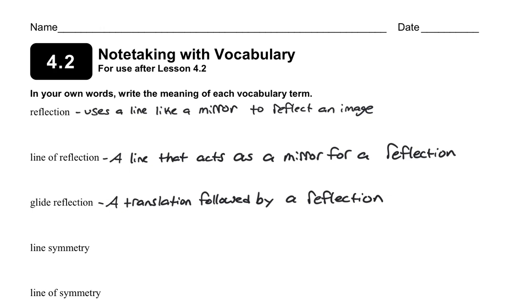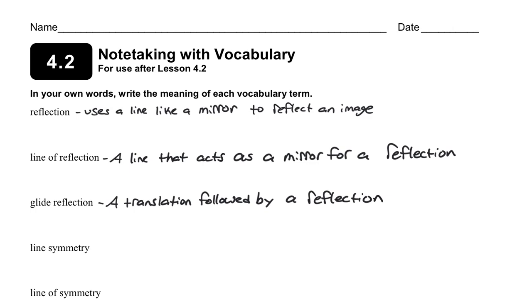So, a reflection is a type of transformation, a rigid transformation that uses a line like a mirror to reflect an image. That line that we use as a mirror is called a line of reflection. And then later on in this lesson, we're going to learn that if you have a translation followed by a reflection, that is called a glide reflection.